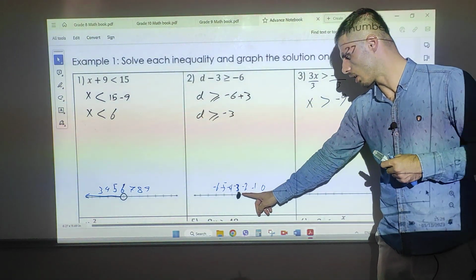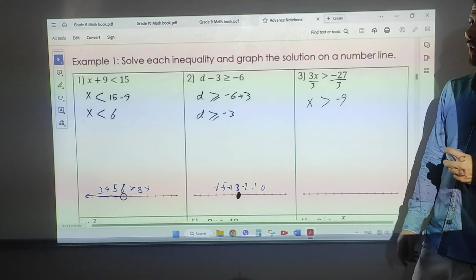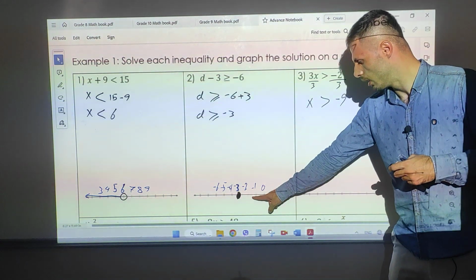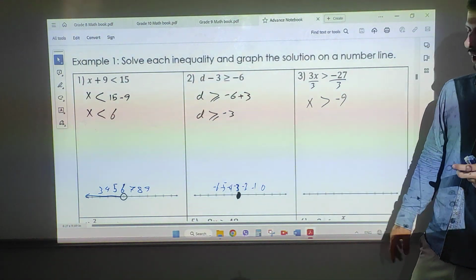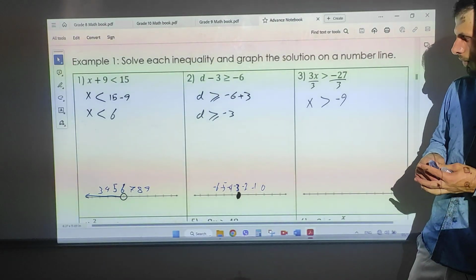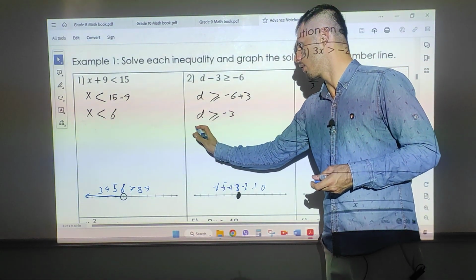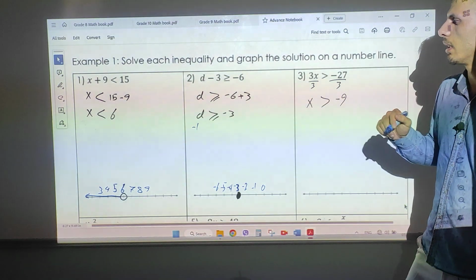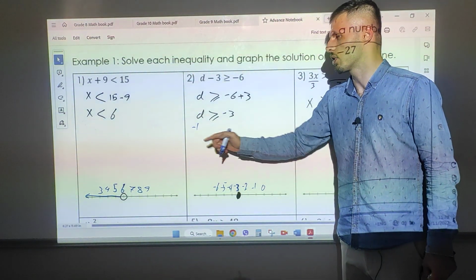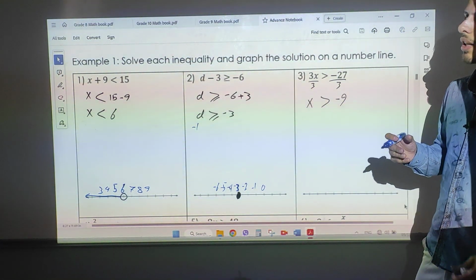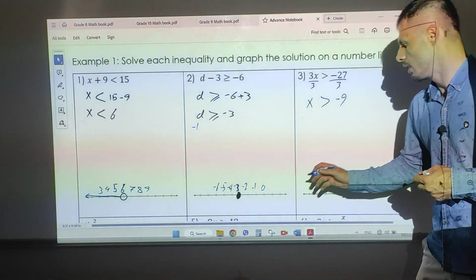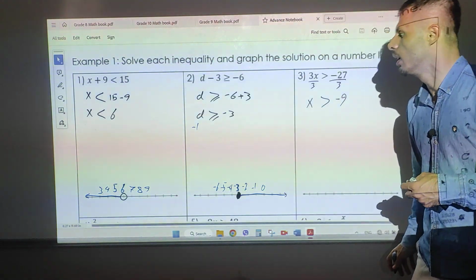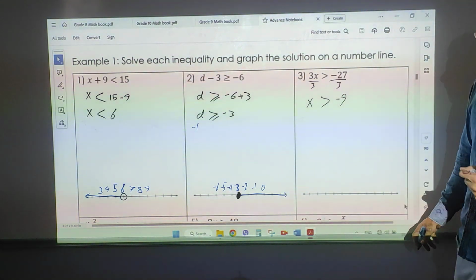Those numbers which are greater than -3 are on this side: -2, -1, 0, 1, 2, 3. They are greater than -3. Or you can check a number for yourself. -1 is greater than -3. Is it correct? Yes, because in the negatives, the smaller the number of negative, the greater the value of it. So this side is the side of numbers greater than -3.